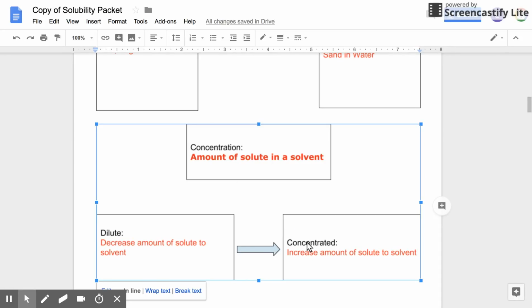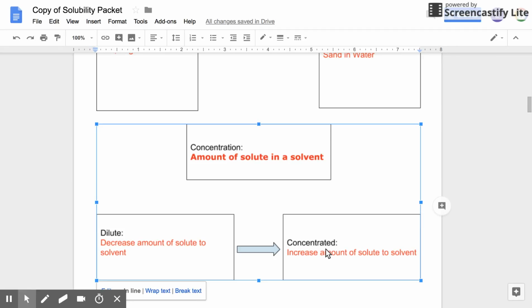So then you have our next word, which is concentrated, which means I have a high level of solute to solvent, which means I have more of that solute than I did before, compared to the solvent. So you get higher and higher concentration.